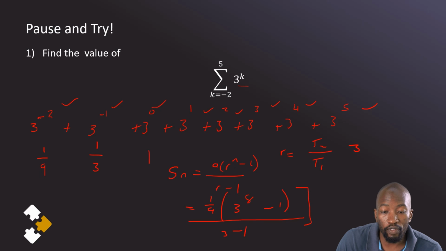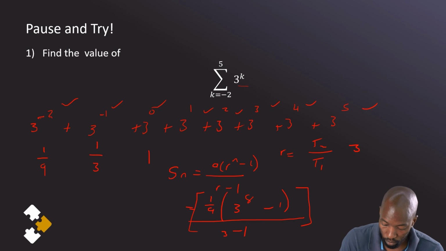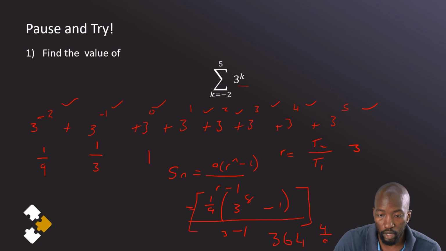Then all we need to do is find this on our calculators. Let's quickly do that. And the answer there that we have is 364 and 4 over 9. Now let's carry on.